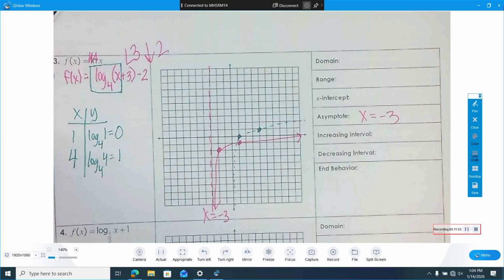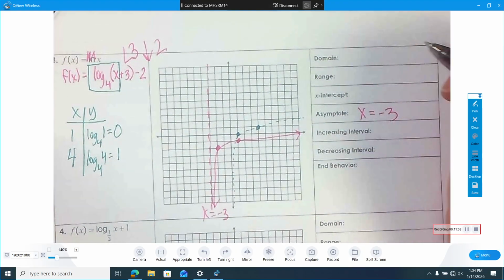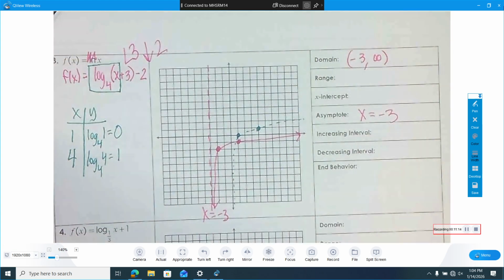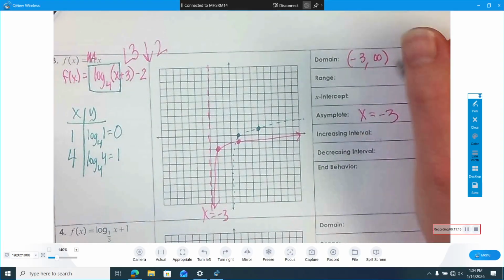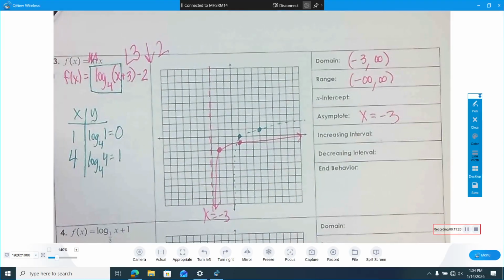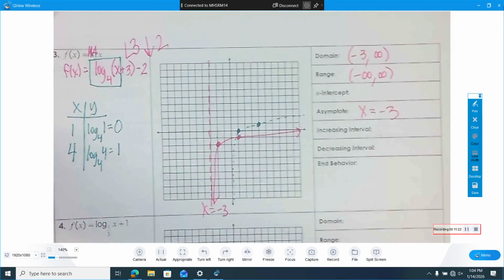All right. What's the domain of this graph? Not -4. -3 to infinity. Perfect. What's the range? Negative infinity to positive infinity. Beautiful. That's all I care about. Do you think you get that?